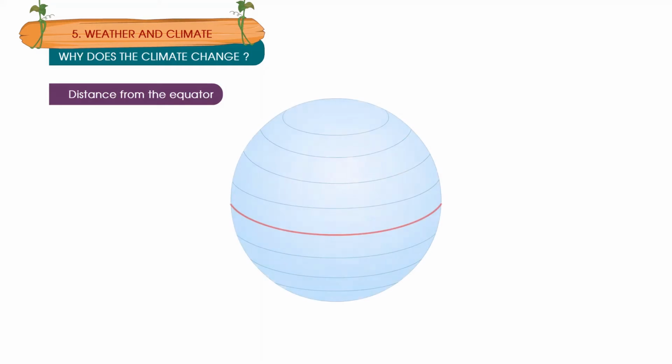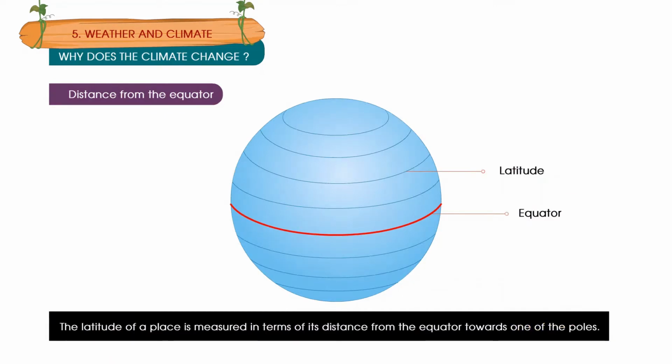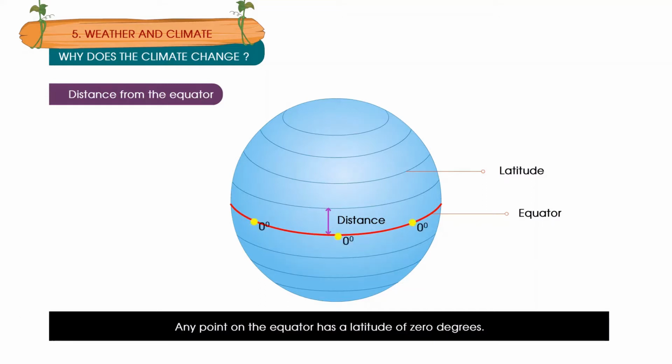Distance from the equator. The position of a place on the Earth in relation to the equator is known as latitude. The latitude of a place is measured in terms of its distance from the equator towards one of the poles. Any point on the equator has a latitude of 0 degrees.